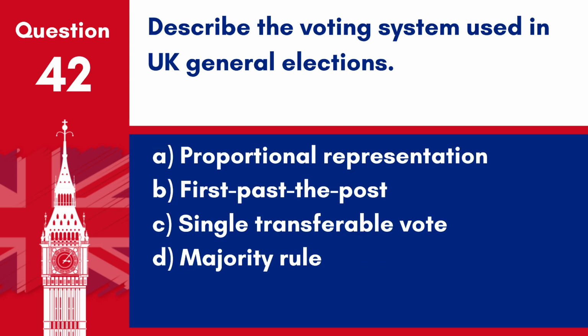Question 42. Describe the voting system used in UK general elections. A. Proportional representation. B. First past the post. C. Single transferable vote. D. Majority rule. Answer: B. First past the post. In UK general elections, the first past the post system is used, where the candidate with the most votes in each constituency wins a seat in Parliament.